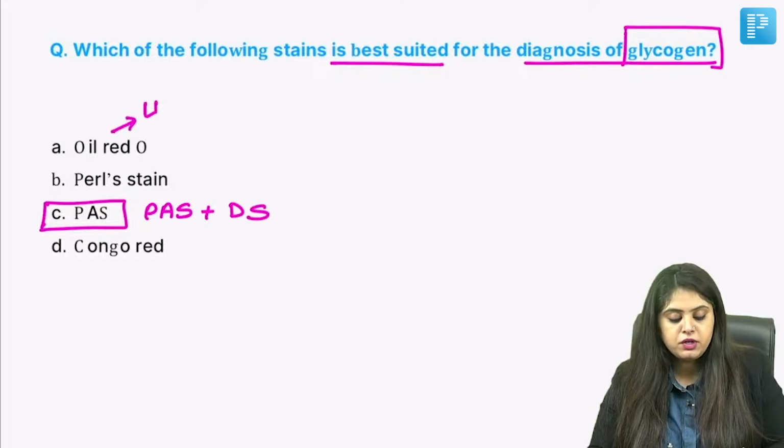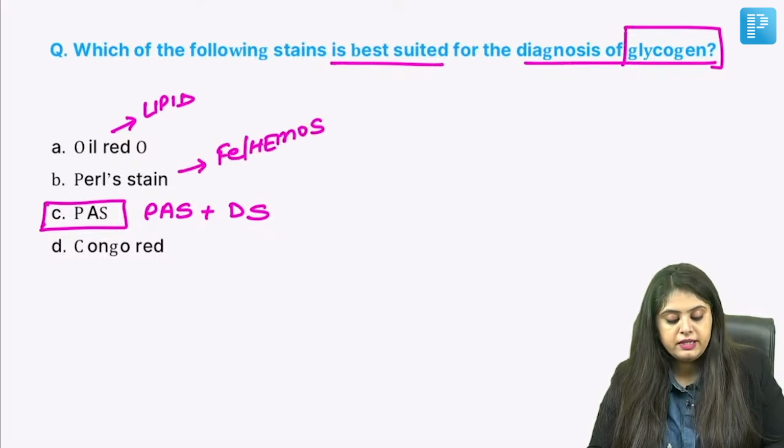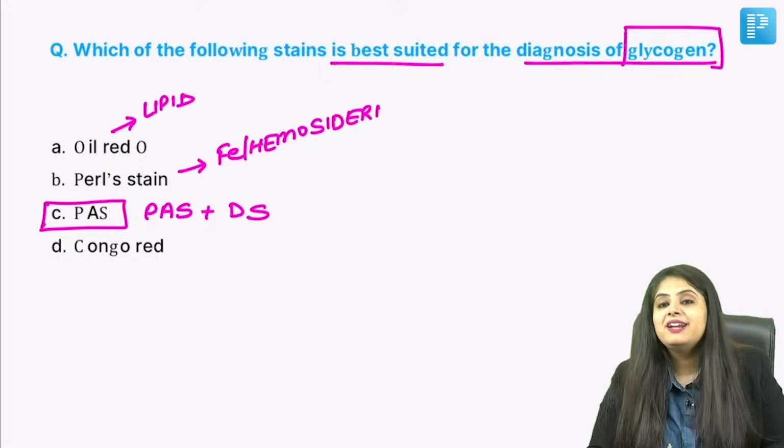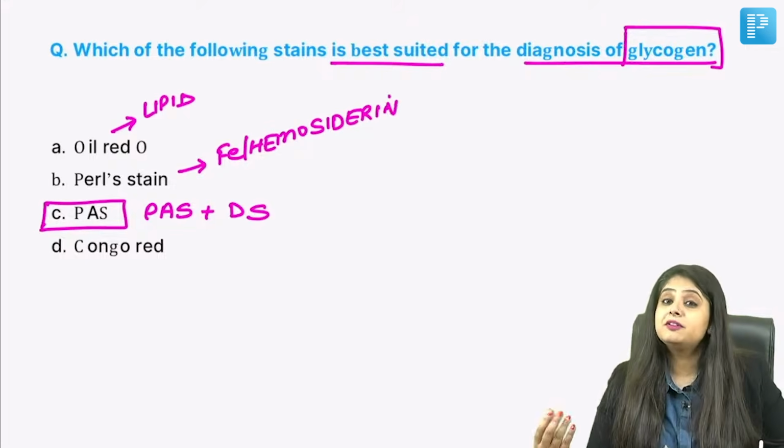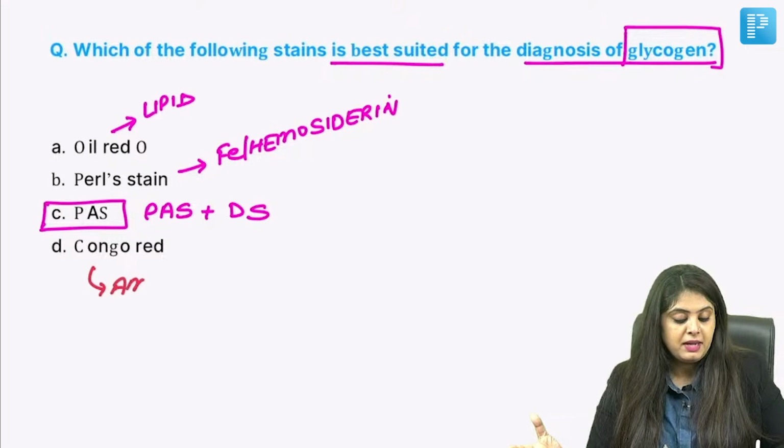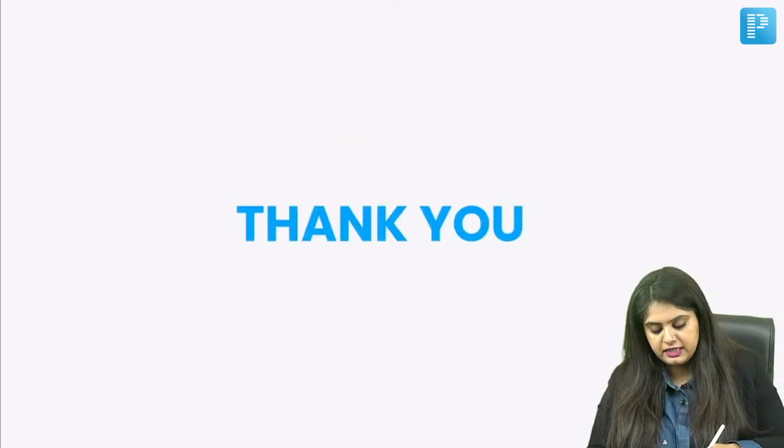Oil red O is for what? Oil red O is for fat. Then pearls is for what? It is for anything to do with iron, or you can call it hemosiderin. Congo red I have not taught you right now. You will study that later. In chapter 5 you will study amyloid, and amyloid is positive for Congo red. Forget it for now, you will anyway study it later on.